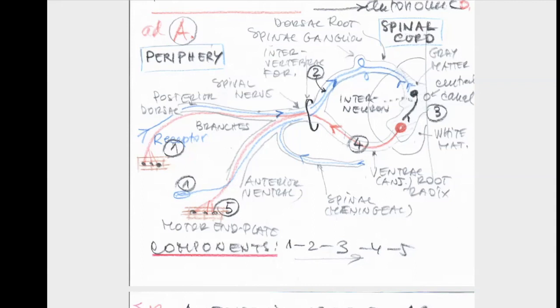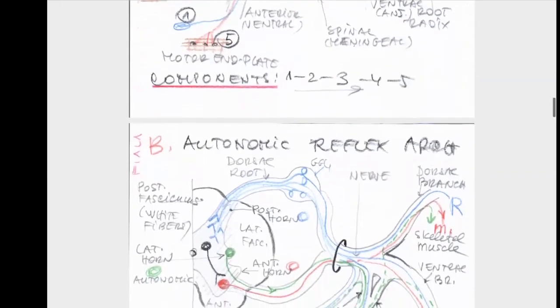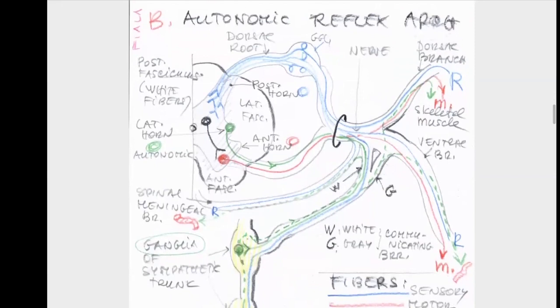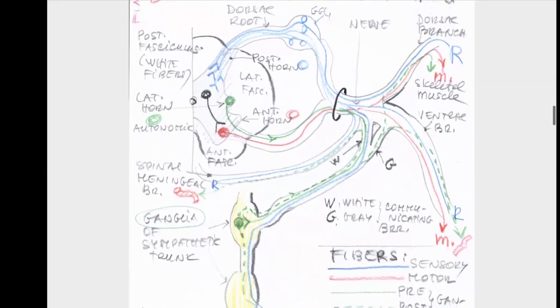Then we go now to B, autonomic reflex arch. This must be on the full page. Yes, autonomic reflex arch. Yes, very good. And this autonomic reflex arch is more complicated. In the principle, must be the same. So again, starting from the right side, we are looking at blue capital letter R, that means receptor. Above that is written dorsal branch. So we follow again the blue line.